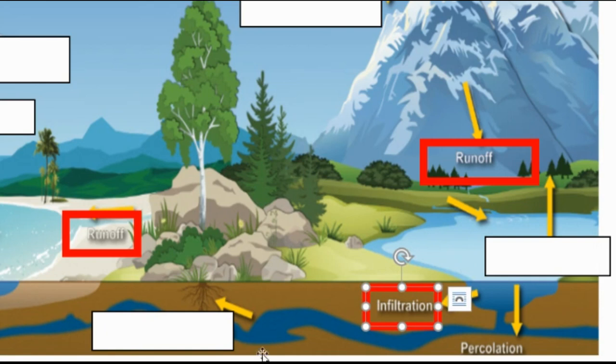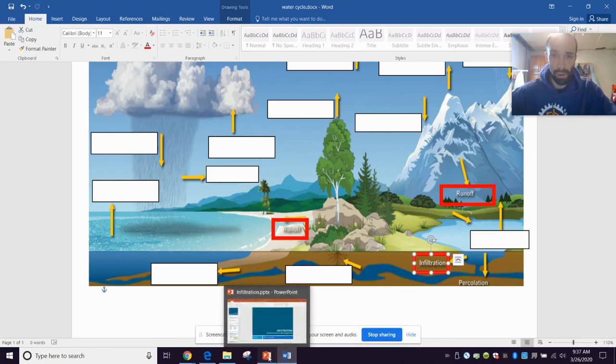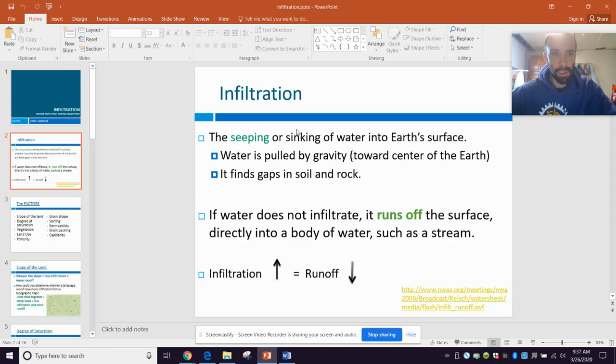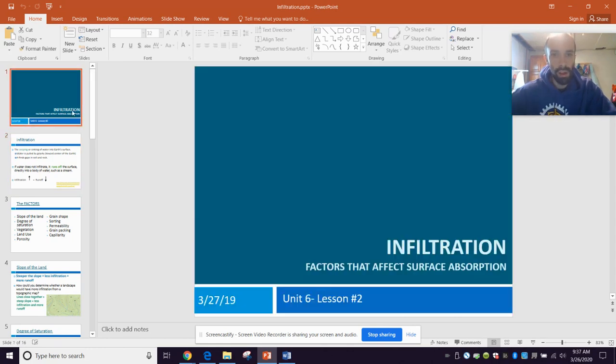Okay. And so you have a lot more infiltration when you have certain factors that are true, and you have a lot more runoff when other factors are true. And these factors we're going to actually talk about for the next few days. And we're going to do a lab actually next week related to this. So if you take a look at my notes, and by the way, these notes are online, they're called Infiltration, and I'll reference them from time to time.